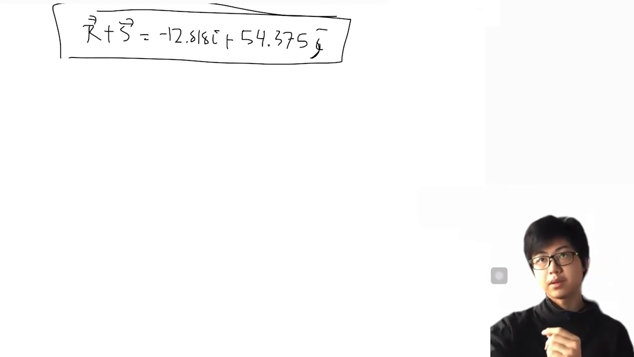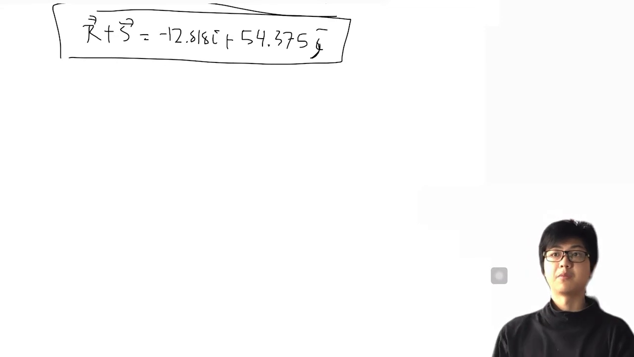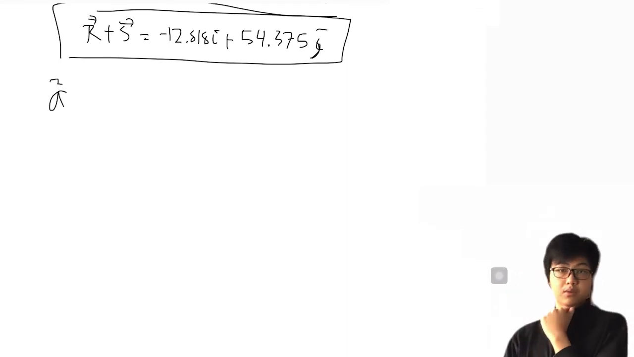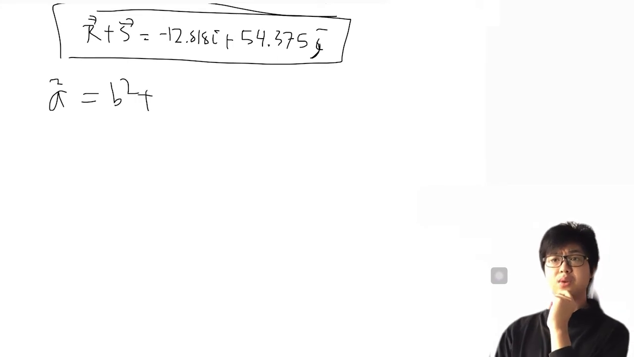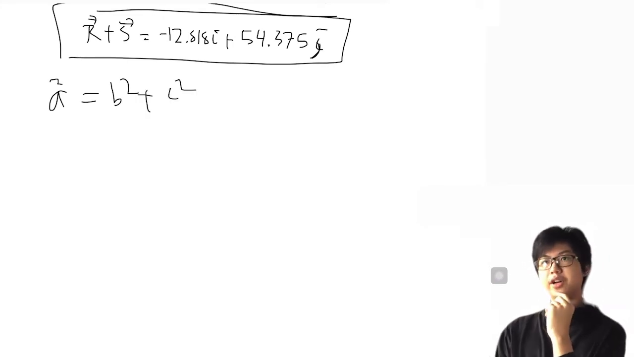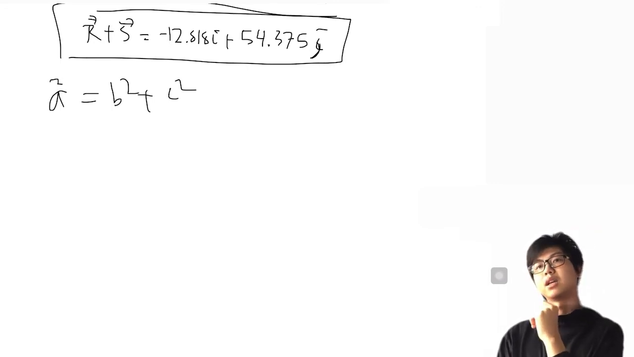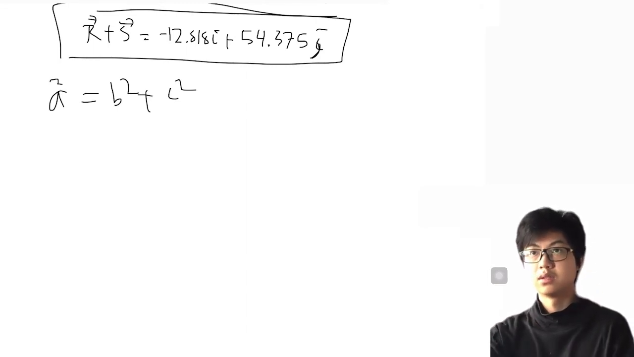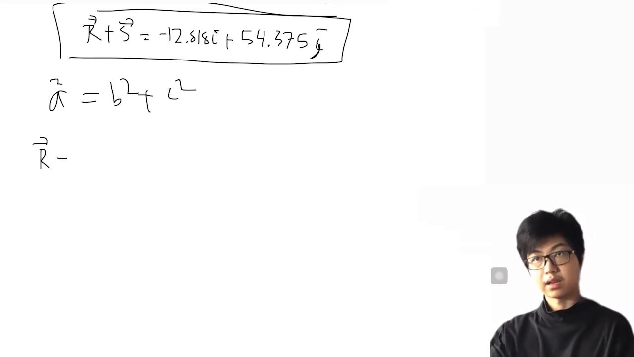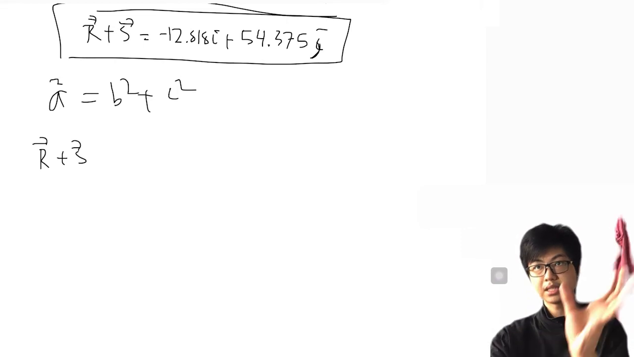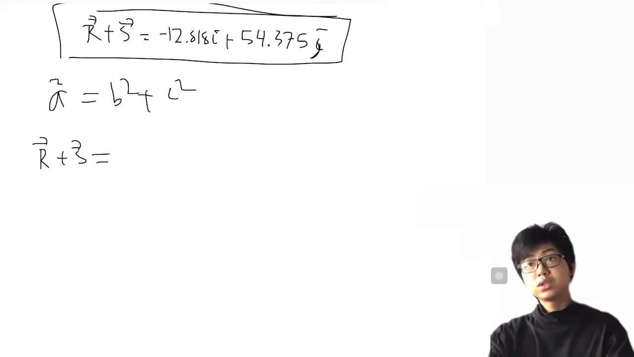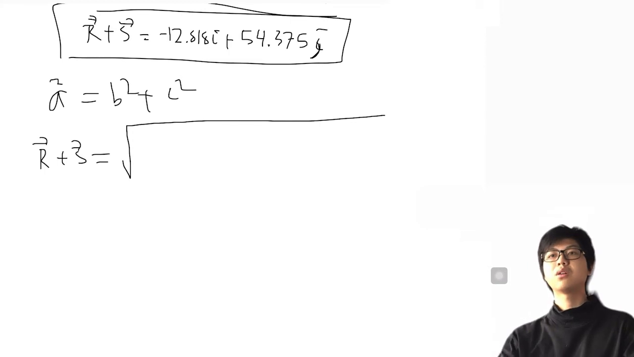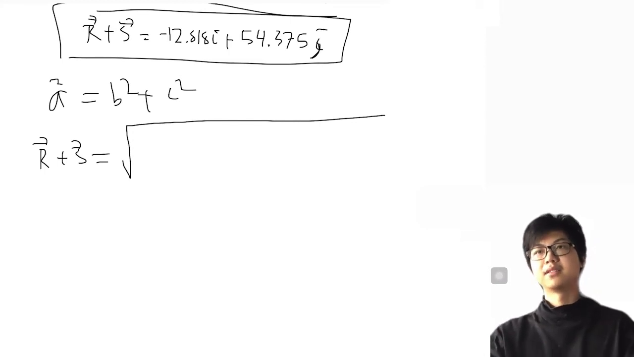So from the equation above, vector r plus vector s equals negative 12.818i plus 54.375j. How do we do this? We just use the Pythagorean theorem, okay? A squared equals b squared plus c squared. Of course, you guys already know this. Now, basically, the A is going to be r plus s. So the vector r plus s, let's just call it A, equals the square root, because we're just going to make this very simple.